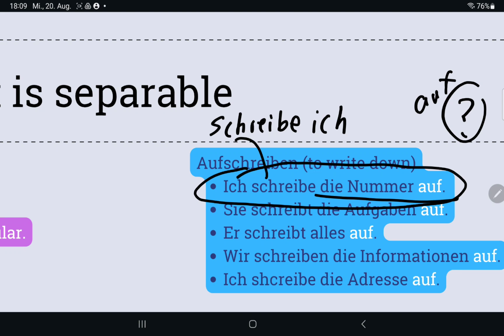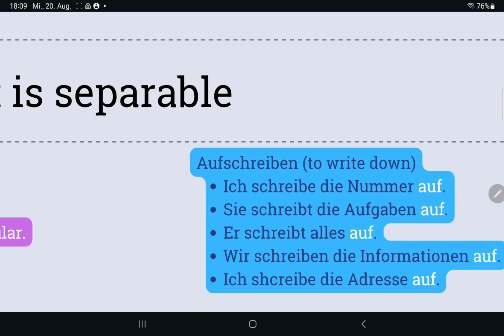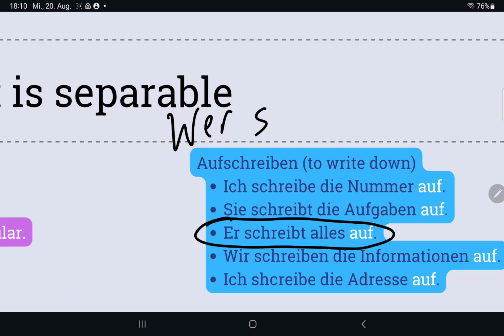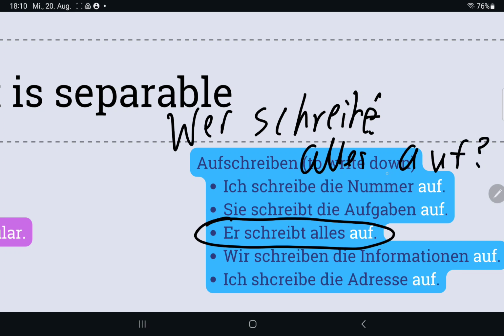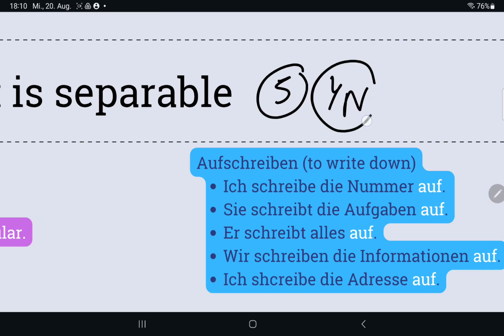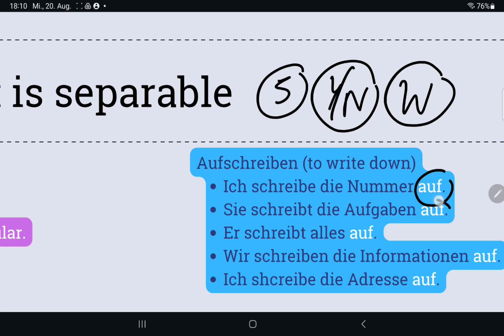If you want to convert this to a W word question, then instead of saying "er schreibt alles auf," he writes everything, aufschreiben means to note down, to take down notes. Instead of saying "he writes everything down," I can say "wer schreibt alles auf." Even then, the auf will be at the end. So when you are framing a sentence with a separable verb, whether it is a statement, a yes or no question, or a W word question, the prefix is always going to be at the end. I hope you understood. This is very crucial.